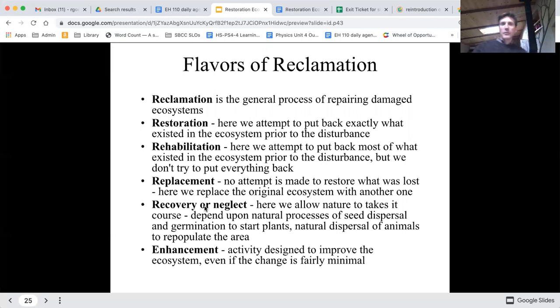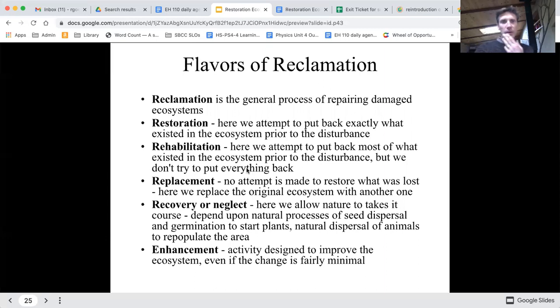When we talk about doing restoration, shifting gears a little bit here, the question is always, well, how much, to what extent, what's the goal here? The general word reclamation is the process of repairing damaged ecosystems. But restoration is like, how much are you trying to put back exactly the way it was? Is it possible to do that? So to be fully restored would be to put it back the way it was.